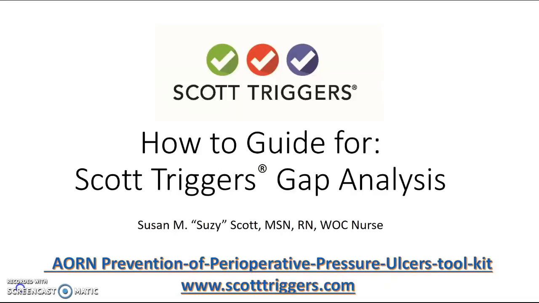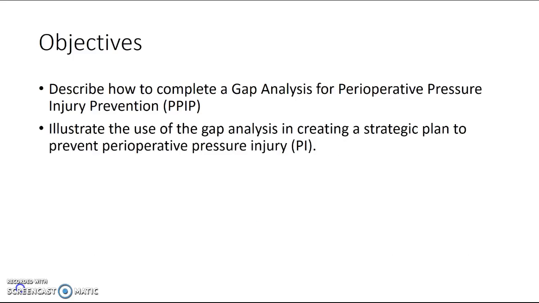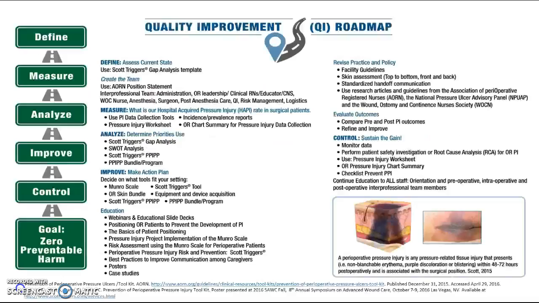You can download the tool at the AORN website under Toolkits, Prevention of Perioperative Pressure Ulcers/Injury, or at my website, www.scotttriggers.com. Our objectives today are to describe how to complete the gap analysis and look at how we can use that in creating a strategic plan to prevent perioperative pressure injury.